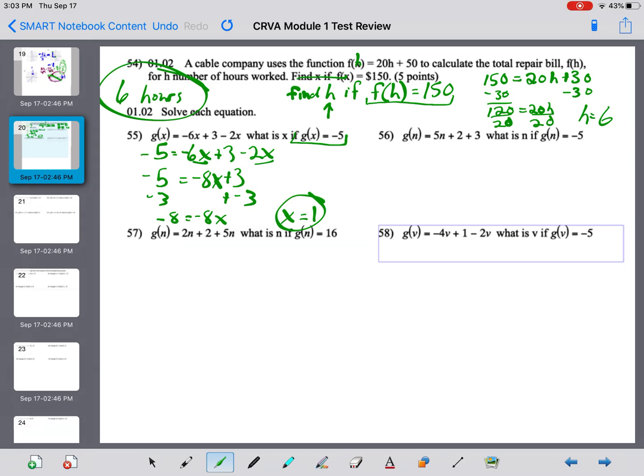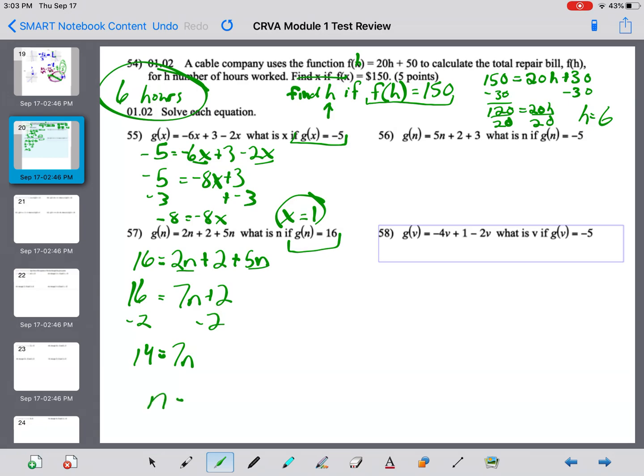Number 57, g of n equals 16. So 16 goes in place of g of n. And we need to find what n is. So we combine like terms because these n's are on the same side. So we get n equals 2.